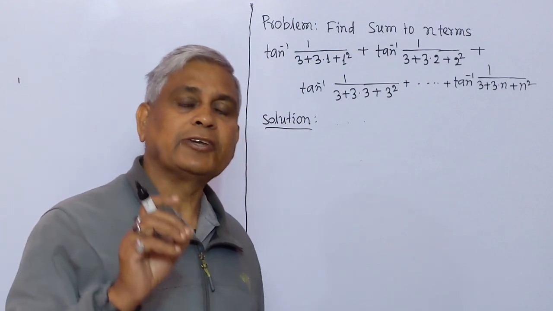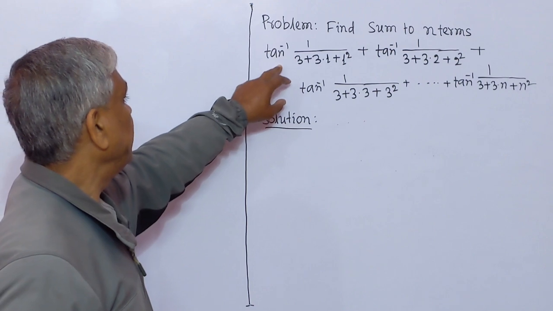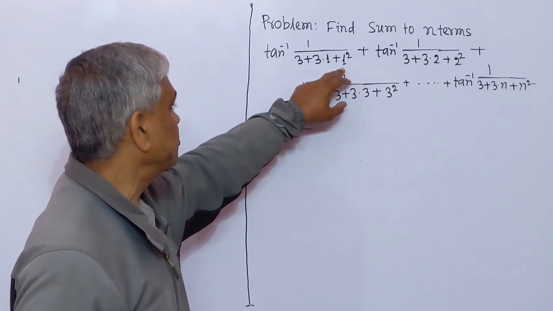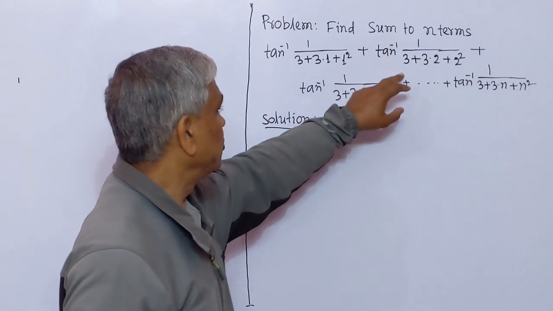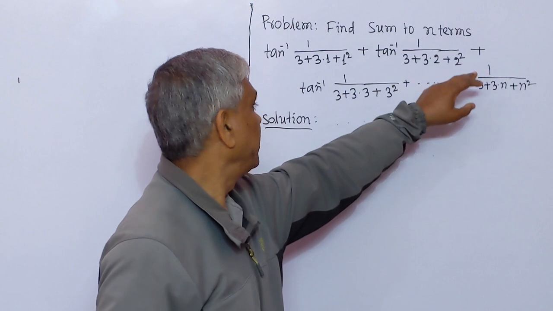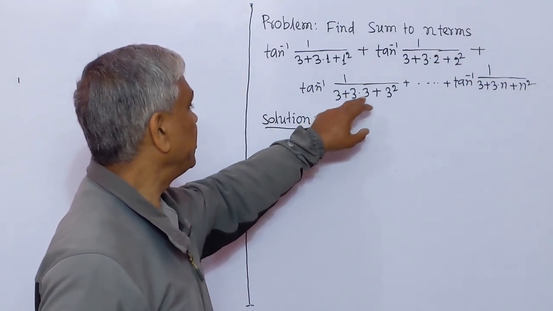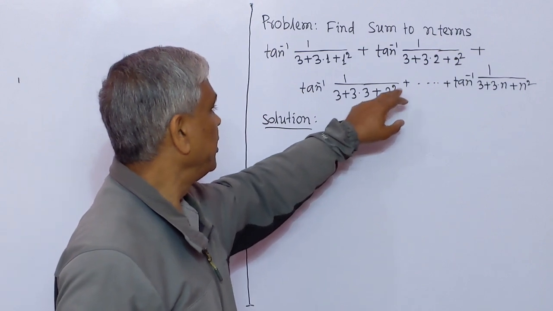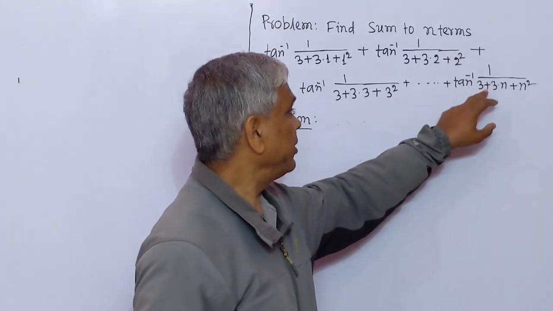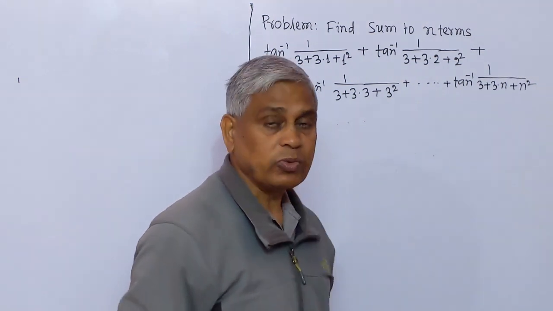Now we solve the next problem. Next problem is find sum to n terms. tan inverse 1 by 3 plus 3 multiply 1 plus 1 square, plus tan inverse 1 by 3 plus 3 multiply 2 plus 2 square, plus tan inverse 1 by 3 plus 3 multiply 3 plus 3 square, plus dot dot dot, plus tan inverse 1 by 3 plus 3 multiply n plus n square.